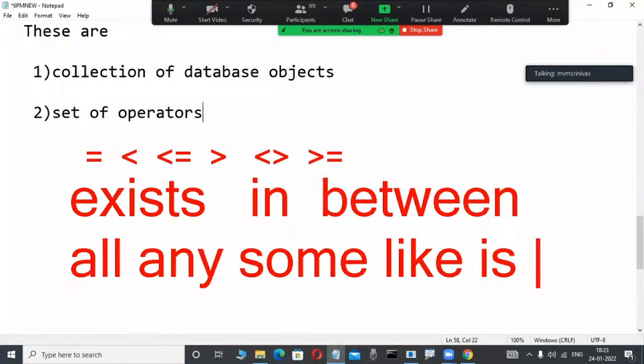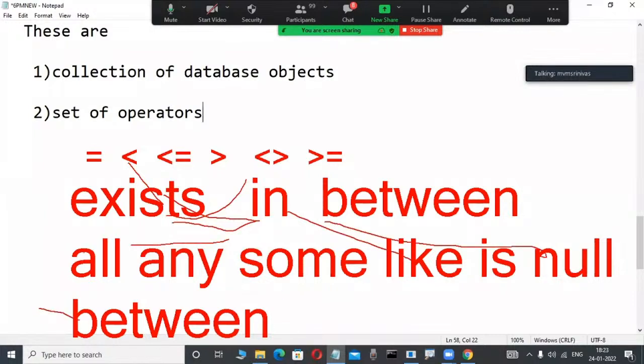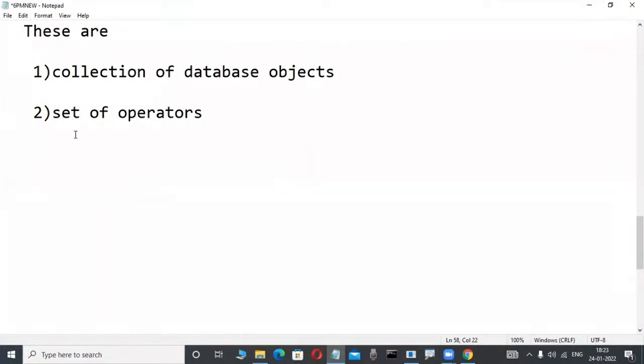LIKE is an operator. IS NULL is an operator. BETWEEN is an operator. So many special operators are there. These are special. What is this EXISTS? What is this IN? What is the difference between EXISTS and IN? Where are we using them? What is the performance tuning? We are learning all those things in our course. What is LIKE? What is BETWEEN? Where are we using them? Through these operators we are operating only.